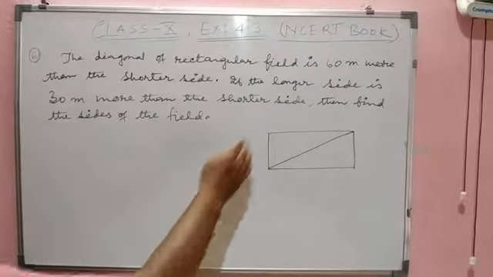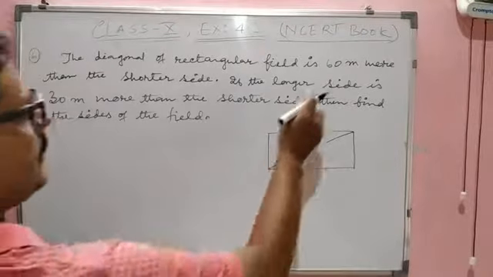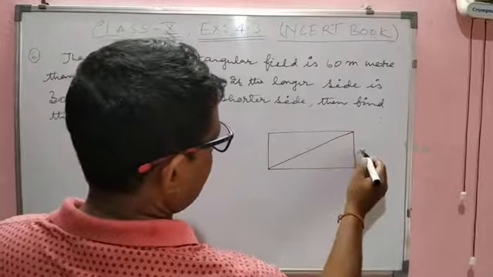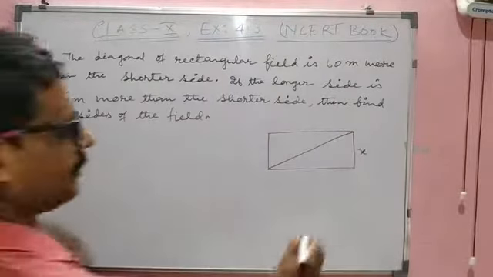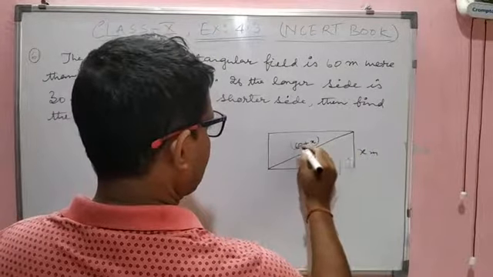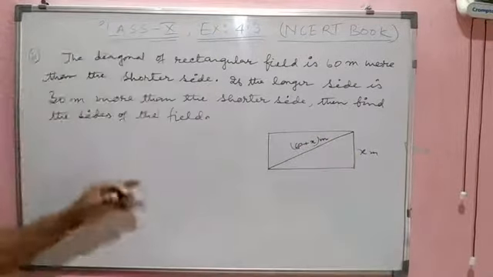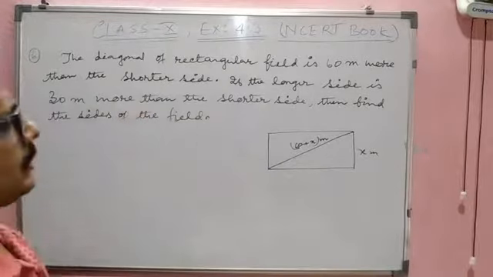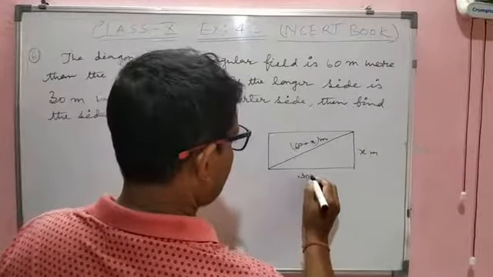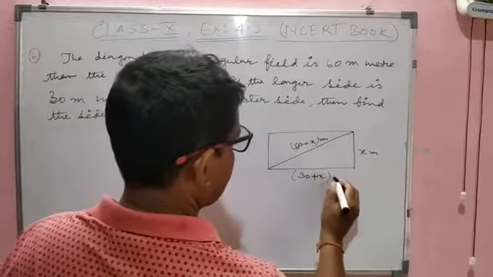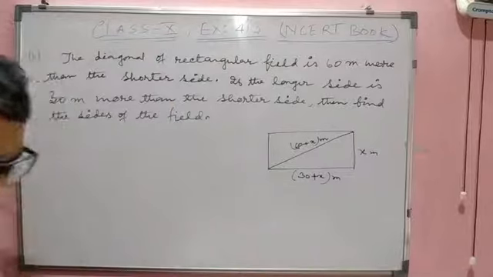So see, this is a rectangular field. Here given diagonal is 60 meter more than the shorter side. Shorter side means breadth. Suppose the breadth is x meter, so diagonal will be 60 plus x meter, and longer side means length. Length is 30 meter more than the shorter side. So length will be 30 plus x meter.